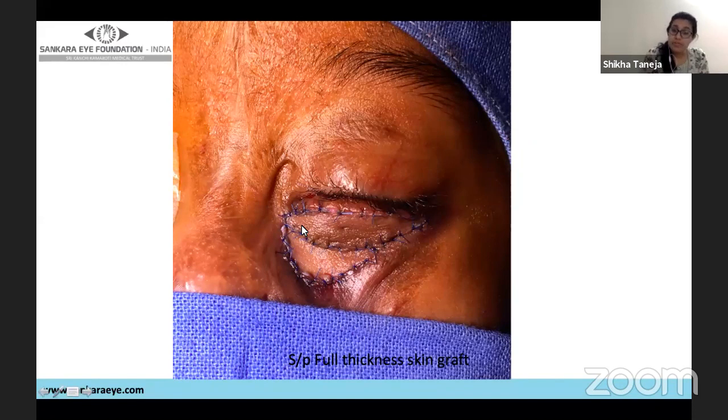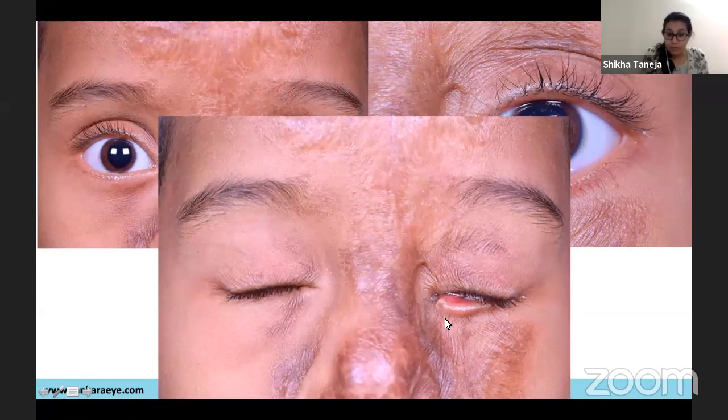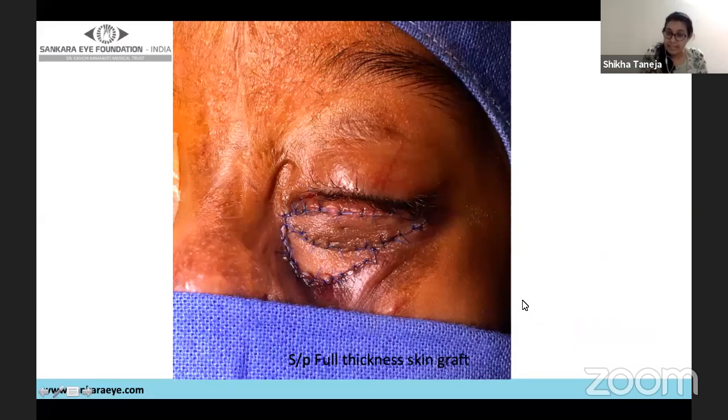What we need to do is take a subciliary incision. What is important is to take the incision along the entire length of the eyelid, not only at the involved region. We do not take the incision just till here. We have to take the incision along the entire length and then excise all the cicatrix bands in the suborbicularis plane. Again, we don't have to go full thickness. We just have to go subdermal and suborbicularis maximum so that we have a nice healthy base on which the graft can rest.